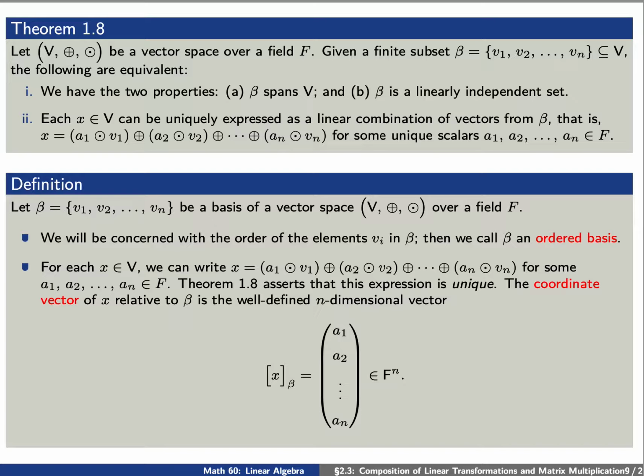Second, since for our basis, we know that every vector x can be written uniquely as a linear combination of elements from beta, we'll consider the scalars a1, a2 through a sub n that appear in such a linear combination. The coordinate vector of x with respect to beta is this vector that just consists of these scalars.